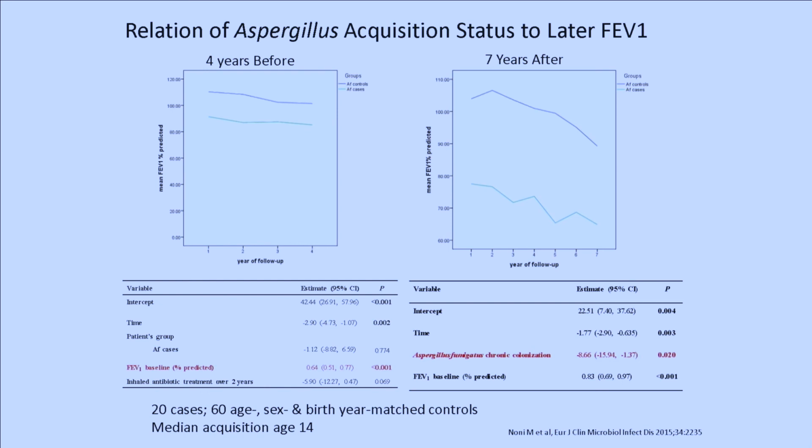So what you're seeing there on the left is the 4 years before they acquired the Aspergillus and the 7 years afterwards. And so the answer to this question seems to be, yes, they're worse to begin with. The people that have more lung disease are more likely to acquire Aspergillus, but then after they get it, they're also more likely to have more progression of lung disease. So it seems that, based on this data, the answer is both chicken and egg.